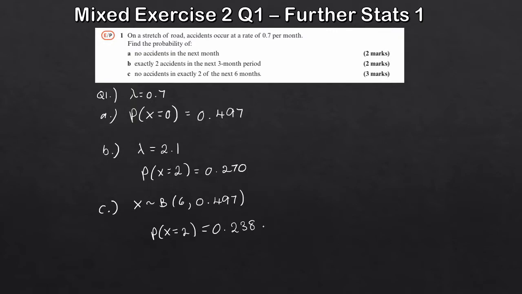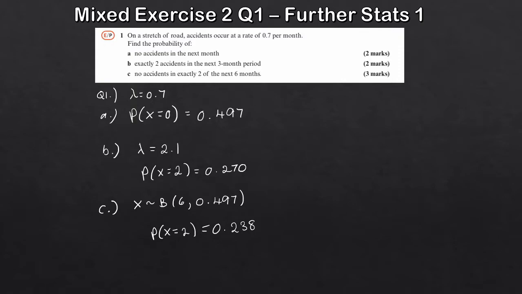Okay? And that's that question done. So be very careful with part C. This is very common. You'll normally need to use binomial for one of these questions where it's looking over an extended time frame. Okay, so binomial for the last one. But other than that, that was quite a nice introduction. It's not meant to be too difficult.